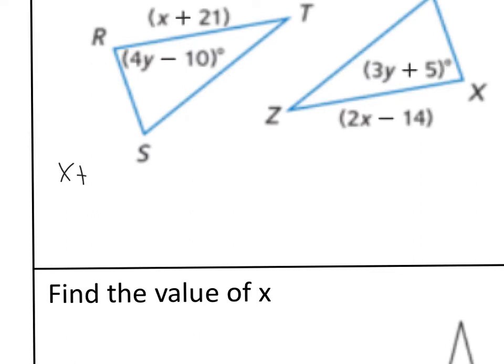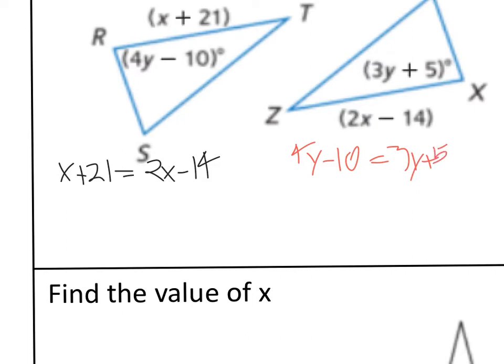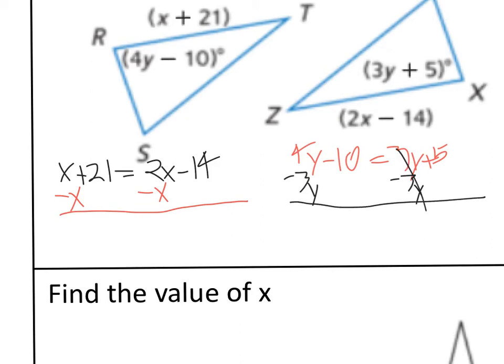So we're going to say x plus 21 equals 2x minus 14. And then we're also going to do 4y minus 10 equals 3y plus 5. Alright, and so let's get our x's on one side. X is smaller than 2x, so I'll minus it over there to keep my x's positive. And then the y's, 3y is smaller than 4y, so I'll minus it over here to keep my y's positive.